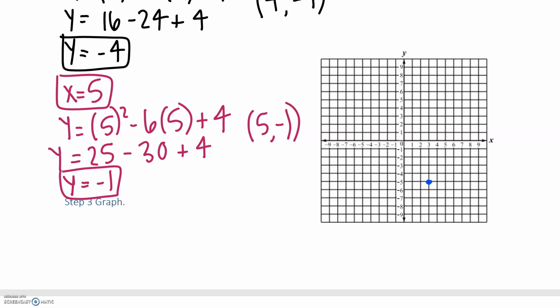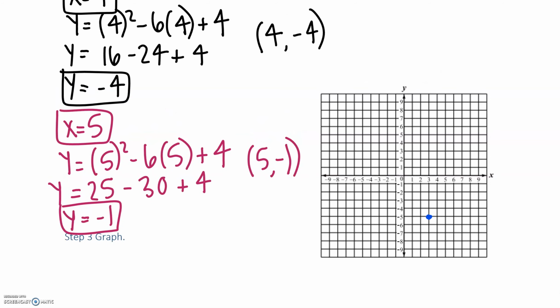Now we're going to go over to our next point, which we have as (4, -4). So we're going to go over 4 and down 4 and graph that. And our last one is going to be (5, -1). So we're going to go over 5, down 1.